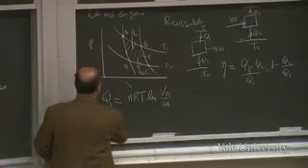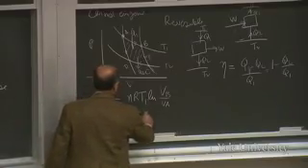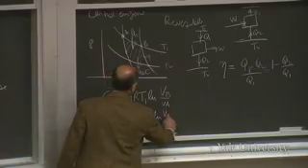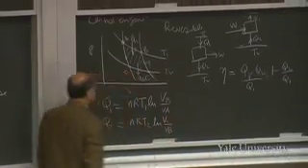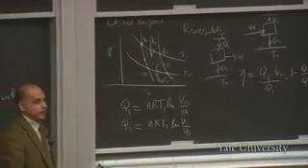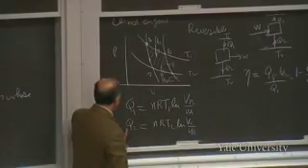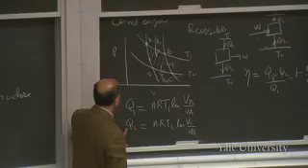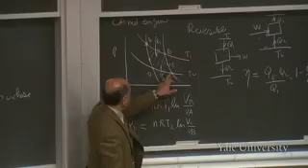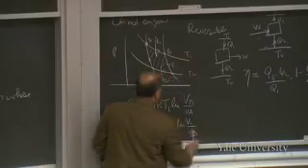Similarly, Q2 as a positive number is nRT2 log VC over VD. Remember, Q2 here is defined as a positive number, even though it's the heat rejected. So if I want to get a positive number, I write the log of V initial over V final. So I get VC over VD.